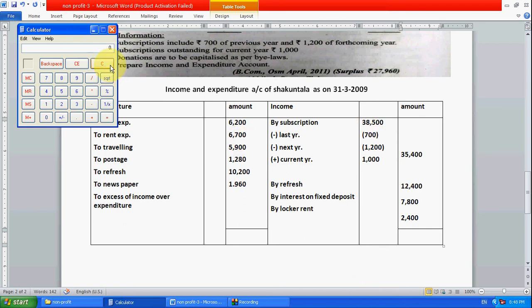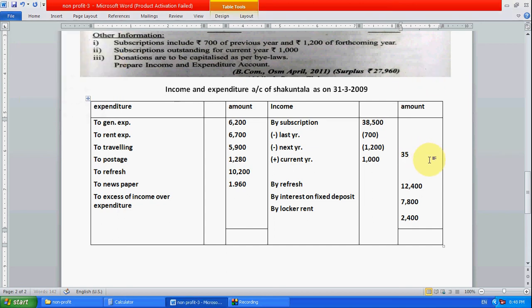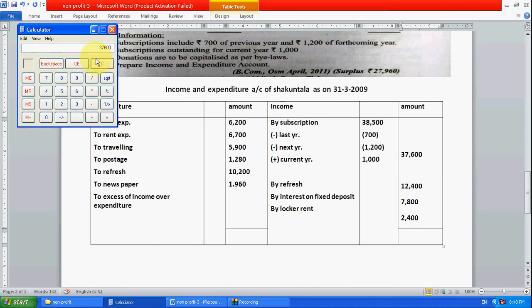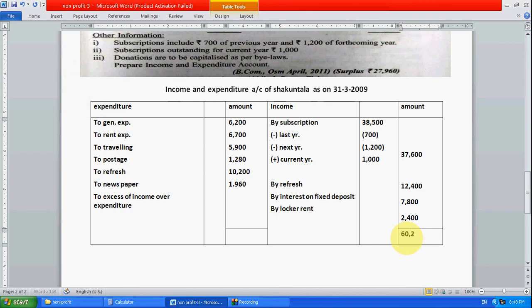Okay, let's calculate this one more time. 38,500 minus 700 minus 1,200 then plus 1,000. Overall 37,600. So now add all the amounts: 37,600 plus 12,400 plus 7,800 plus 2,400. It's 60,200. So right here, 60,200. Now we have to find the excess of income over expenditure.